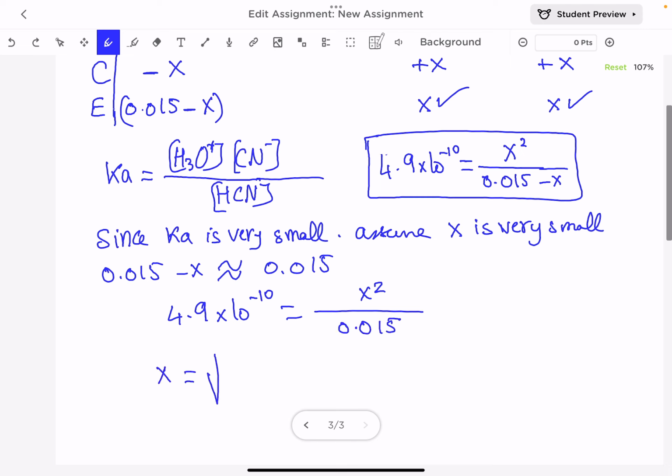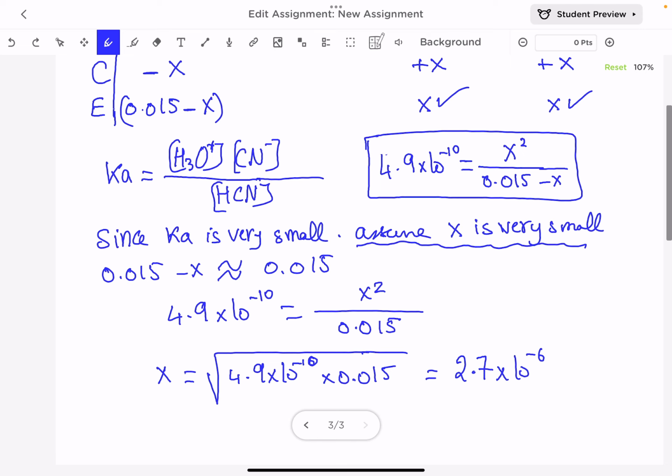Therefore, X is equal to the square root of 4.9 times 10 to the power negative 10 multiplied by the initial given concentration. In this case, I'm going to get you the answer, times 0.015, square root the answer. The calculated X is 2.7 times 10 to the power negative 6, which is indeed small. Now, before we continue our calculations, since we did an assumption, we need to prove that our assumption is valid.